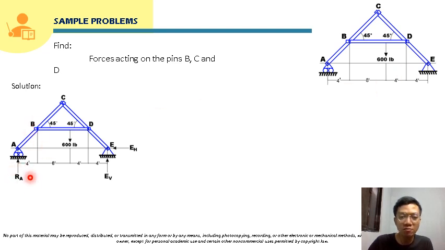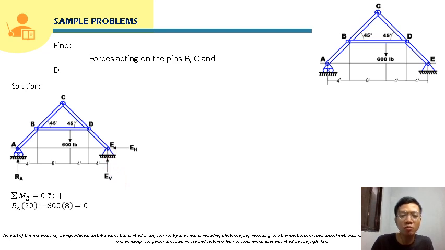So this will be the free body diagram. We know that we will have a reaction here at A. This is just a roller, so there will be a single reaction here. And then we have two reaction forces here at E, EV and EH. To solve for the reactions, let's say for reaction A, we can solve this by taking moment here at E.